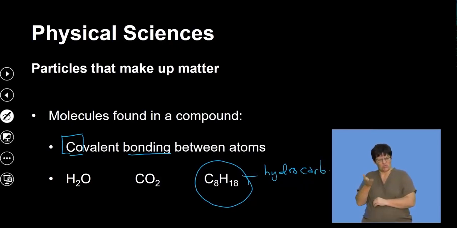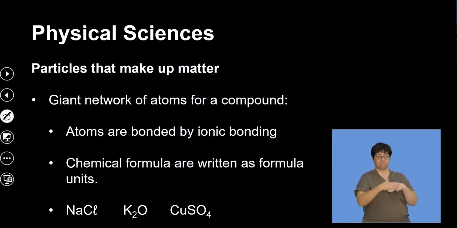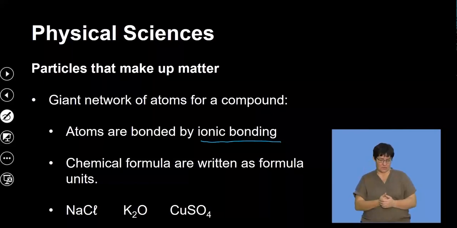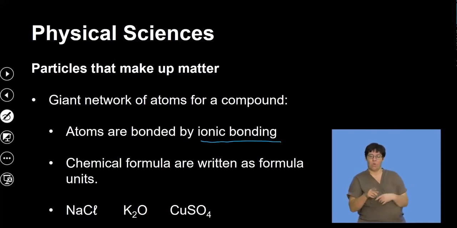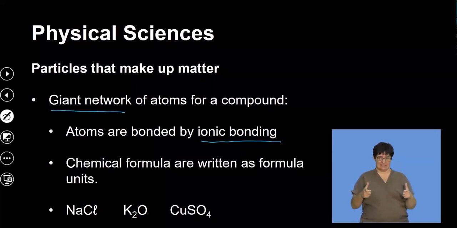Why do we refer to it as a hydrocarbon? Because it consists of carbon and hydrogen atoms that are chemically bonded to each other. So these are molecules because they are covalently bonded to each other, right? Now, in as far as the giant network of atoms for a compound, atoms are bonded by way of ionic bonding. We've already mentioned that. So that's the distinction between the particles that make up an ionic compound versus those that make up a covalent compound.